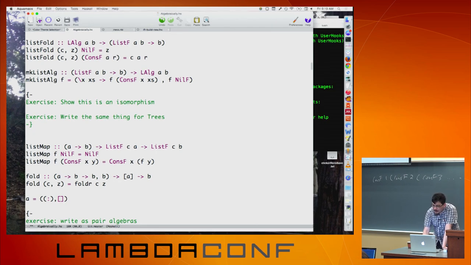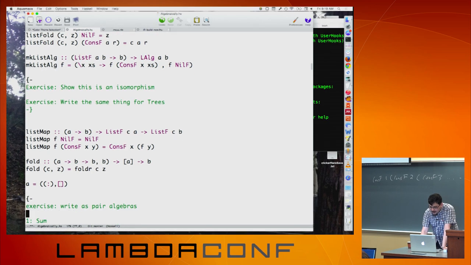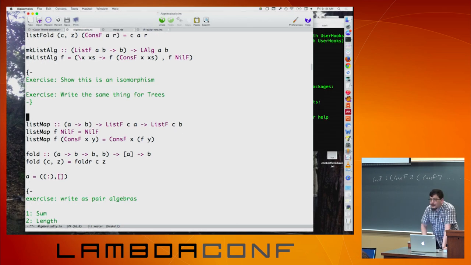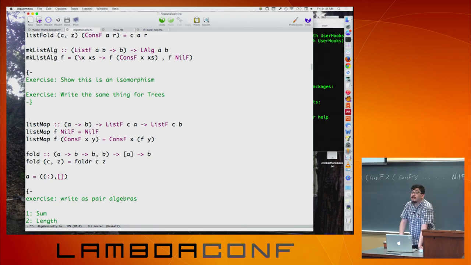I don't know if you want to stop for exercises. Do people feel that they'd like to take a minute and try to convince themselves that we've written an isomorphism with the step and make this algebra, or do they feel that this is okay? Sure. All right.